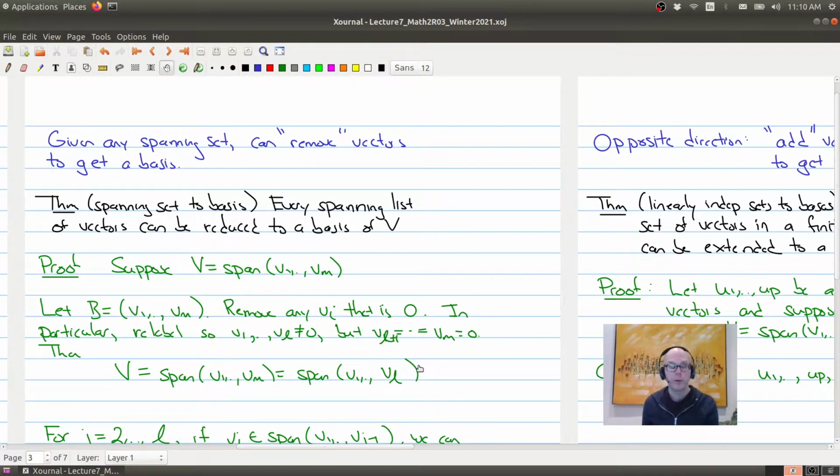So welcome to part 3 of lecture 7 of Math 2R03. We just finished proving in the previous part how, given any spanning set, we can remove vectors to get a basis. So we have a large set and we can chop things out.